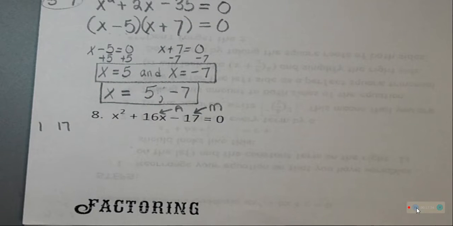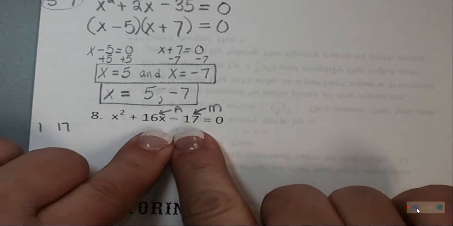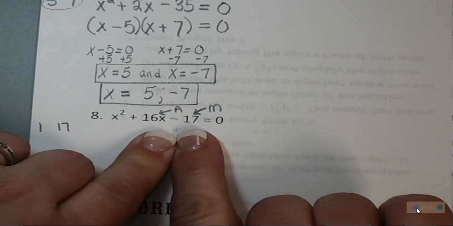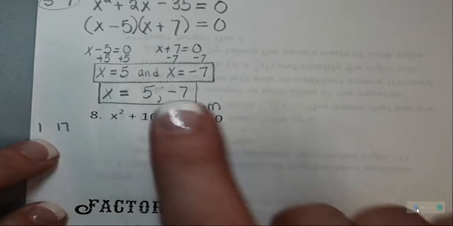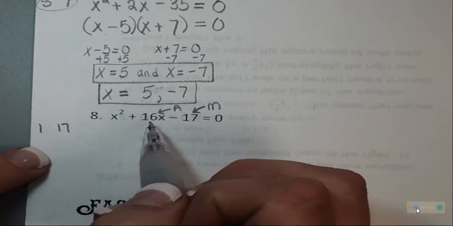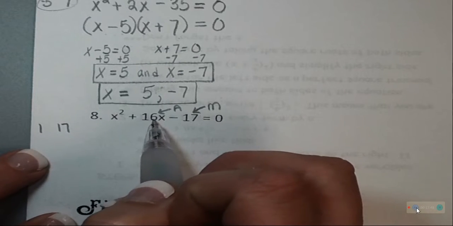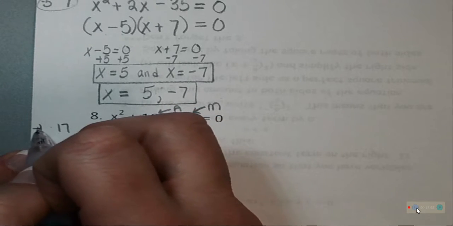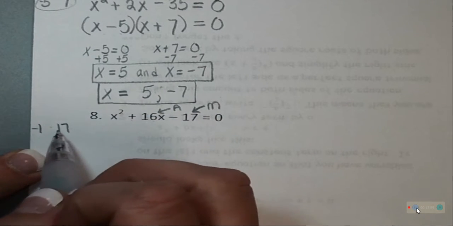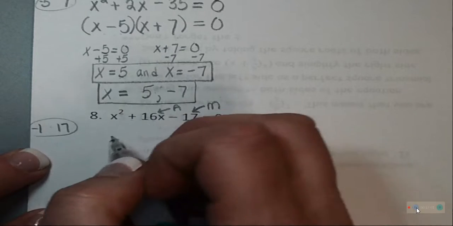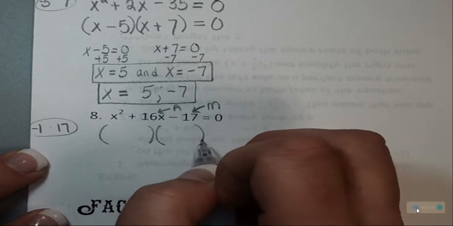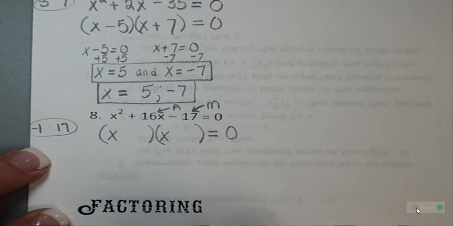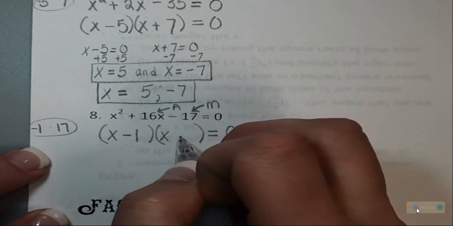One's going to be negative, one positive. Why? Because that'll get you positive 16. So it's going to multiply to get you a negative 17, and you add to get positive 16. So we've got one of each. The big number has to be positive, so that means this is negative, because 17 minus 1 is 16. So you're going to have 2 parentheses. X squared is going to break into x and x. X minus 1, x plus 17.